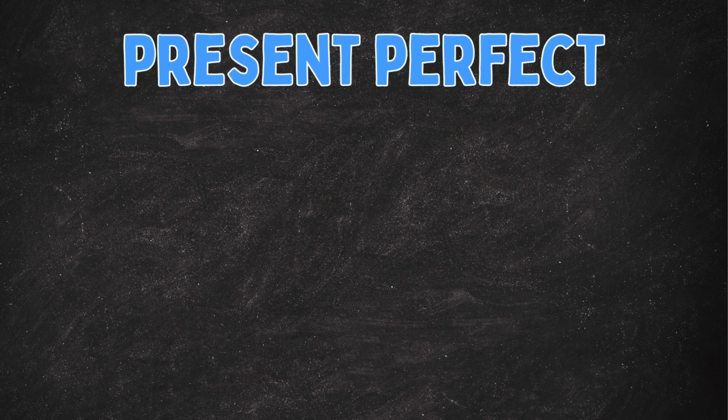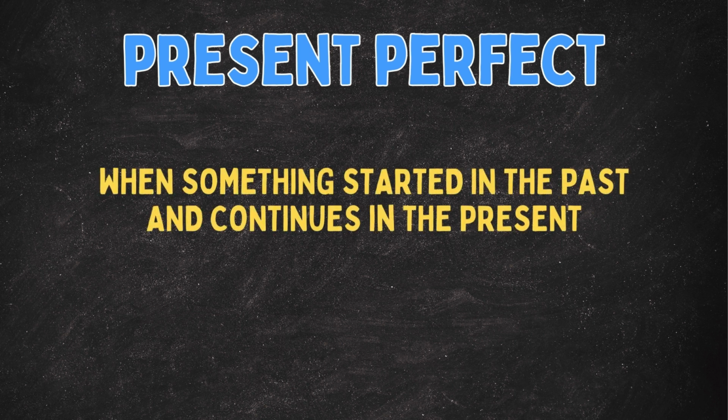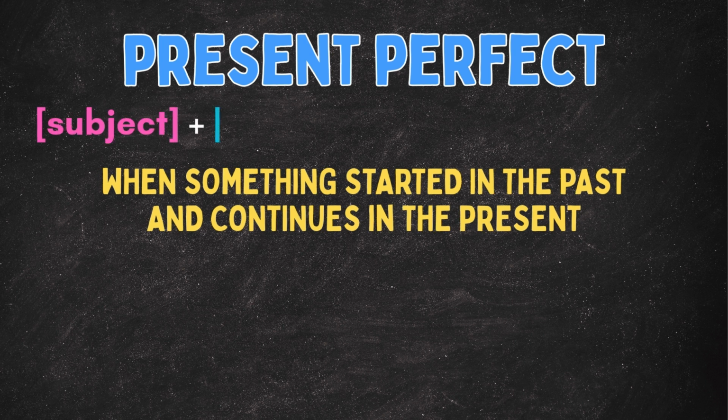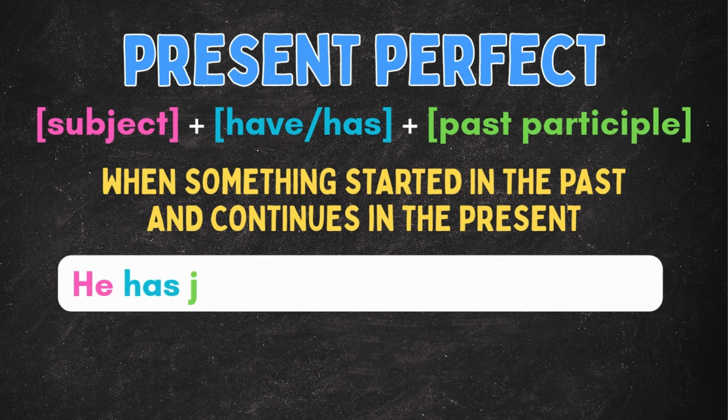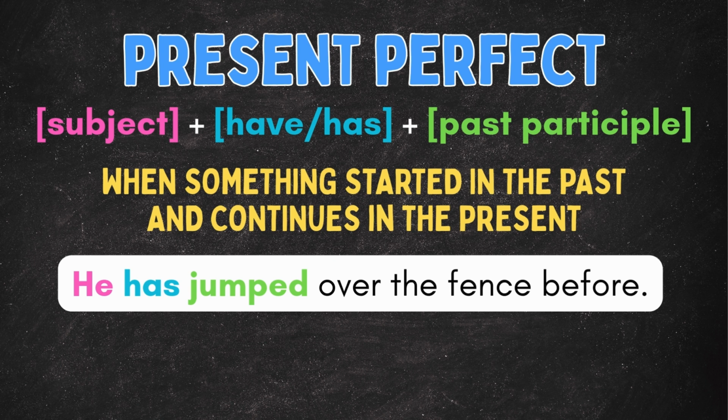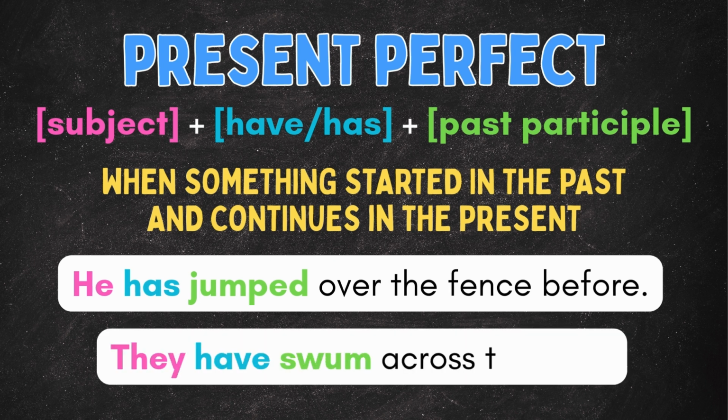Present perfect. We use the present perfect when something started in the past and continues in the present. The sentence structure consists of subject plus have or has plus past participle. For example, he has jumped over the fence before. They have swum across the river.